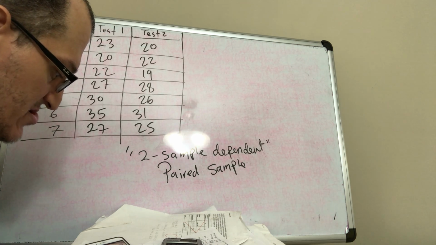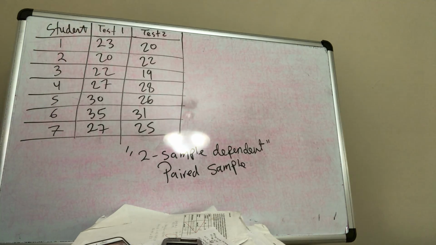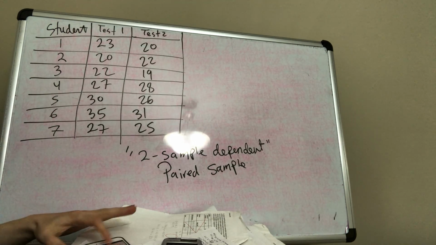And then the question, using 5%, of course, is there any evidence of a difference? So we know that it's a two-sample dependent. I'm going to stop this video now. When we come and do the last part, we will actually do the calculation. There are a lot of calculations involved. So we'll do that, and then we'll complete the question to the end.